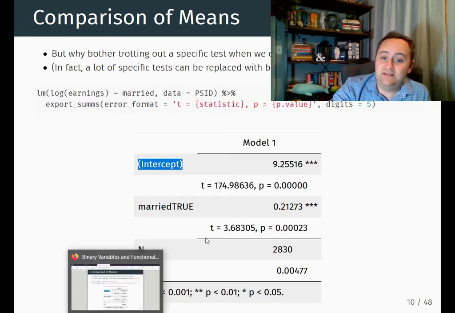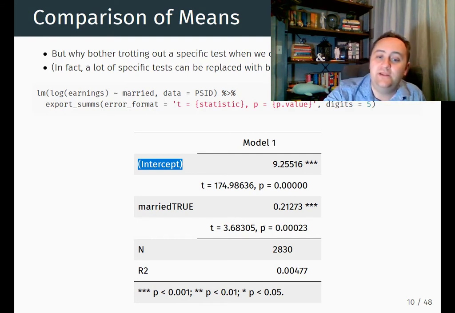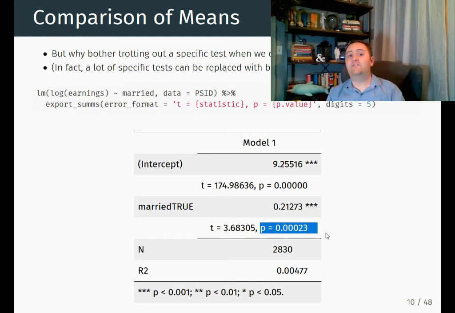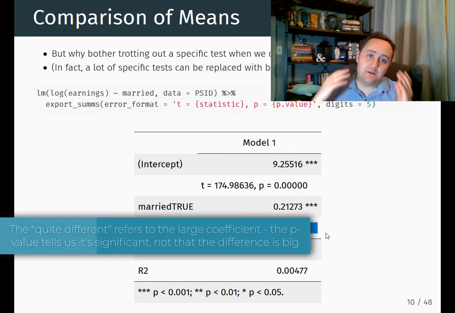I can, of course, get the standard error on that comparison, the p-values, and I can see whether those averages are different. It looks like, in fact, the averages are quite different. I have a very small p-value here. So we're doing a comparison of means.